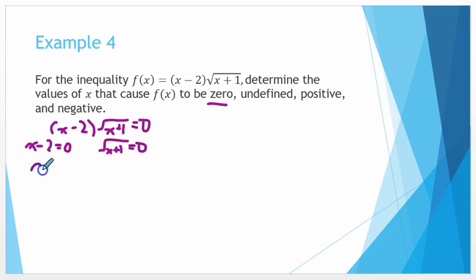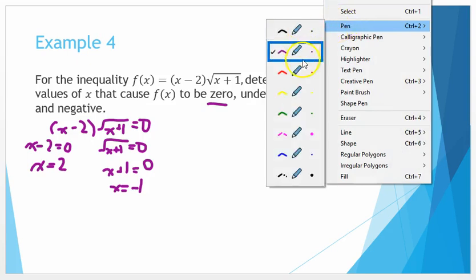For the first equation, just add 2 to the opposite side. For this one, the opposite of square root is squaring. But 0 squared is still 0. So next I would subtract 1, which gives me two solutions, 2 and negative 1. So that's where my graph is equal to 0. I would list those two numbers. Next, we're going to look at where the graph is undefined.